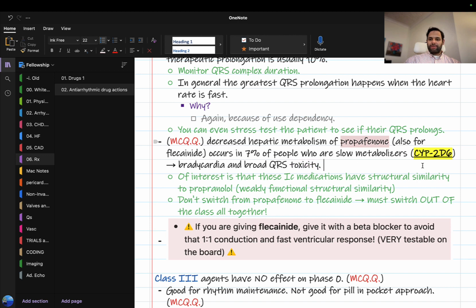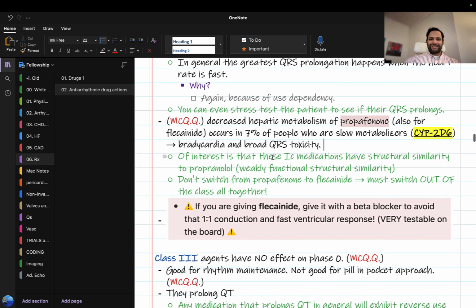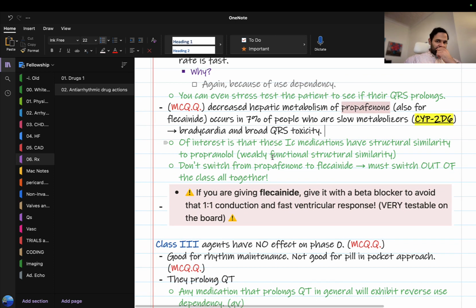The cytochrome is cytochrome P2D6. Of interest is that these 1C medications are structurally similar to propranolol; they have weak structural similarity.